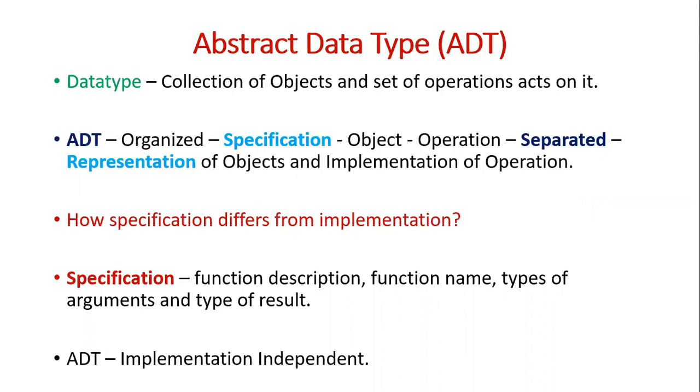Okay. So before defining abstract data type, let us first define what a data type is. A data type is a collection of objects and a set of operations that can be performed on them. So if you take an integer data type, it's a collection of what? It's a collection of numbers within a certain range. Okay, the integer has a range, right?